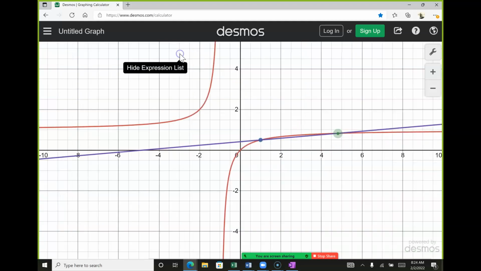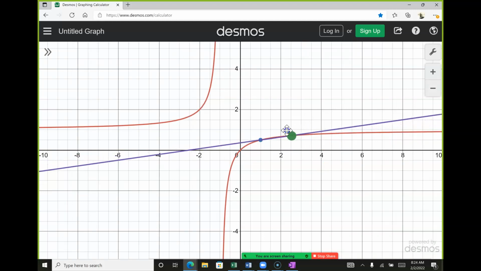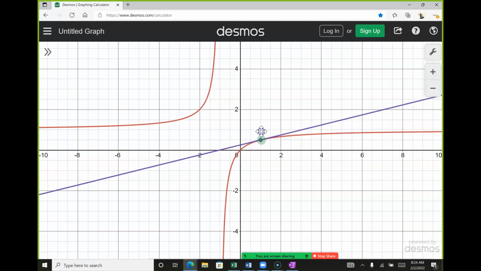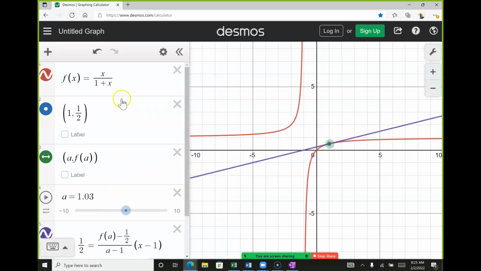And so what I'm doing is I can see that I'm going to try and move that green point to the blue point. And as I can get it closer and closer, it looks like I'm only hitting at one point, right? And so I'm guessing at those slopes to get the slope of the tangent. Okay, let me see if I can save a little face here. I've got my function drawn. It's in red. I got a fixed point, 1, 1/2.